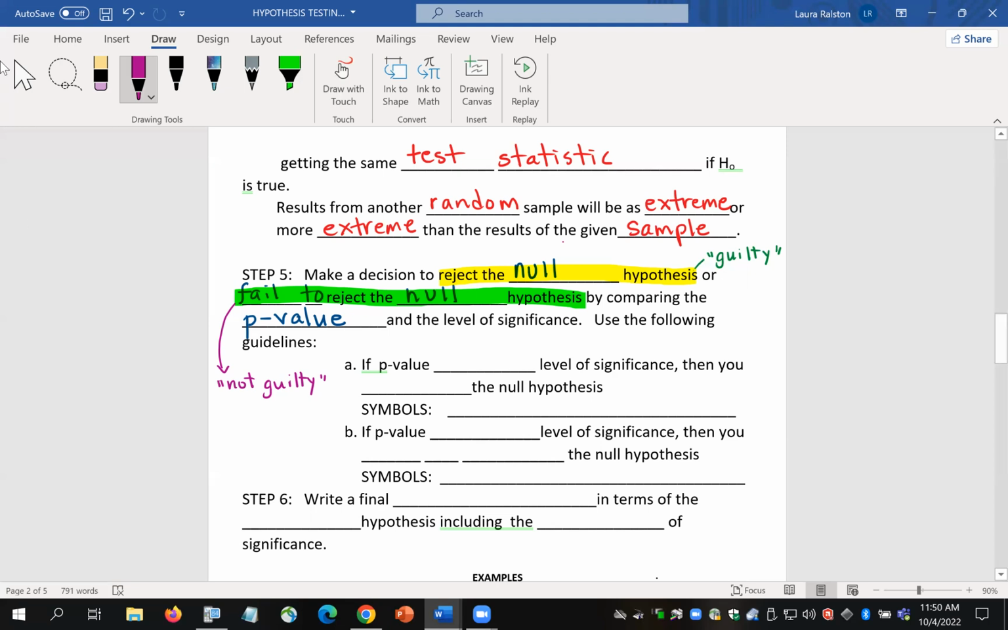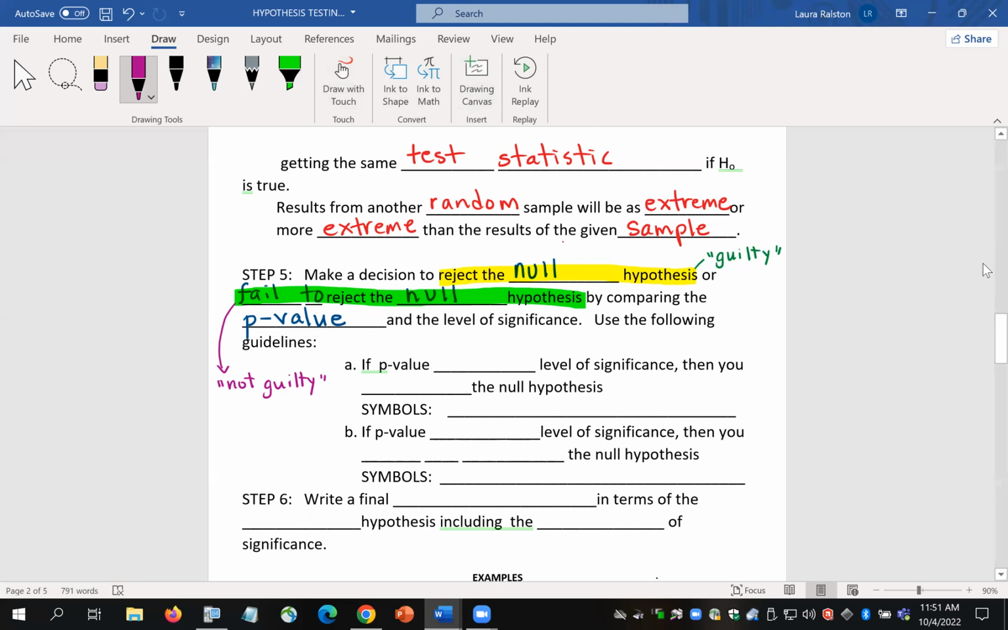Okay, so be careful of those wordings. I'll just flat out tell you, it crawls Miss Ralston's skin if someone says "accept the null hypothesis," because that is statistically incorrect and very, very wrong.